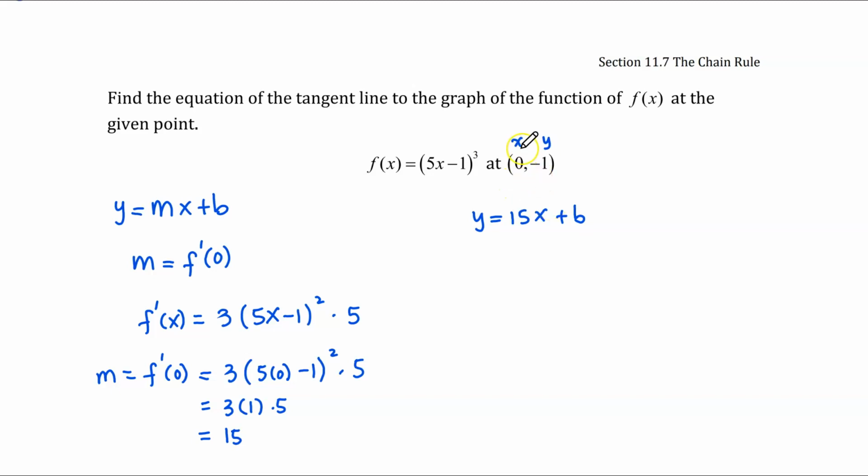So we will plug in these values of x and y into the equation of the line here. So you have negative 1 equals 15 times 0 plus b. 15 times 0 is 0. So therefore, b is equal to negative 1. And so therefore, the equation of the line is y equals 15x minus 1. b is equal to negative 1.